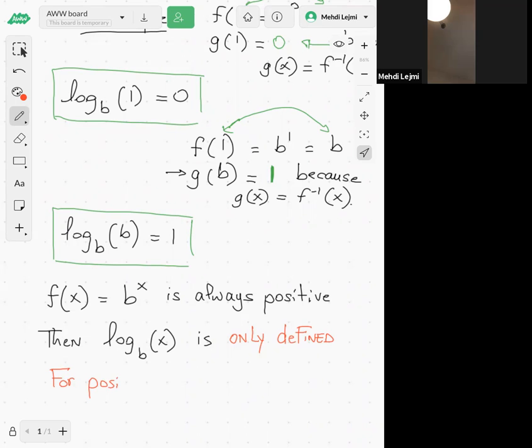It's like saying for the square root, we cannot have a negative number in the square root. Same thing here for the log. Inside the log, you cannot have negative or zero. Okay, so for positive x. What we are saying here is that log in base b is only applied on positive numbers.